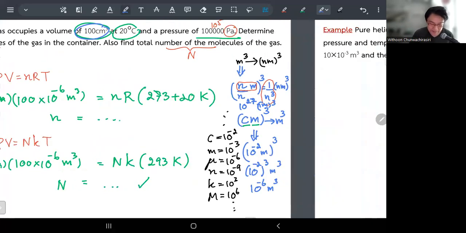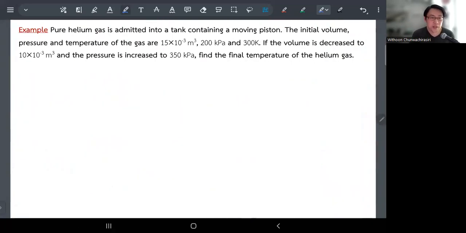Okay, guys, next. Everyone try this. Pure helium gas is admitted into a tank containing a moving piston. A moving piston is just something that can be moved, so your volume can now be changed. The initial volume, pressure, and temperature of the gas are given. Looks pretty close to SI, except now you have a kilo there, but that's fine.